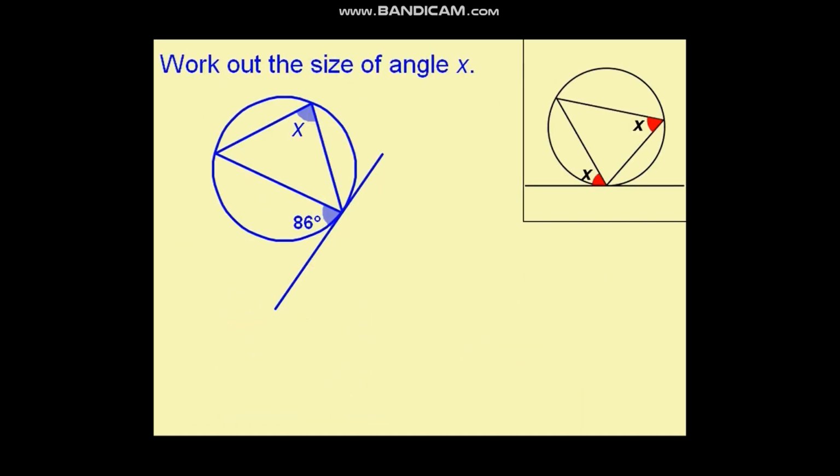Now try this question. Press pause and have a go. When you're ready, press play. Here's the answer. You simply need to spot that this is the angle in the alternate segment to this one.